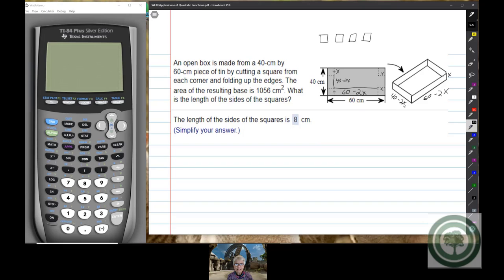So now let's read this again. An open box is made from a 40 centimeter by 60 centimeter piece of tin by cutting a square from each corner and folding up the edges. The area of the resulting base of the box is 1056 square centimeters. What is the length of the sides of the square? Ah, so all they want is X. What are the sides of the square?